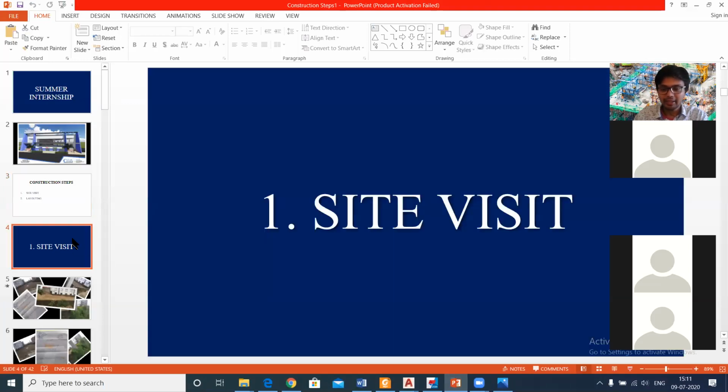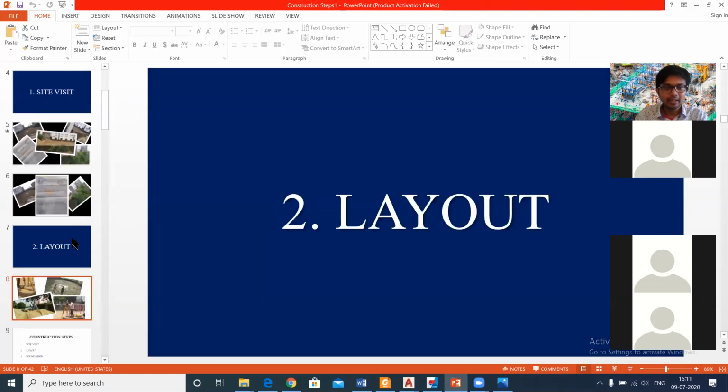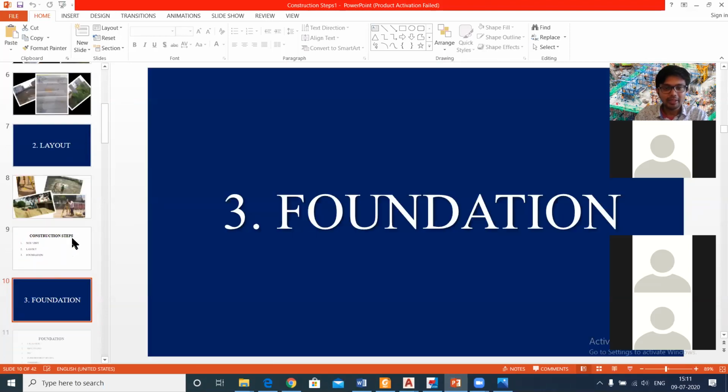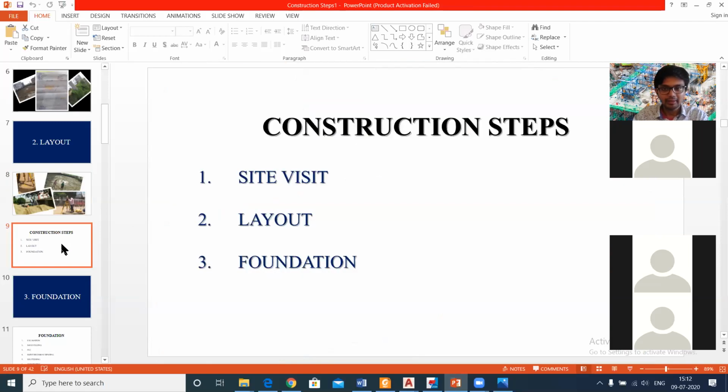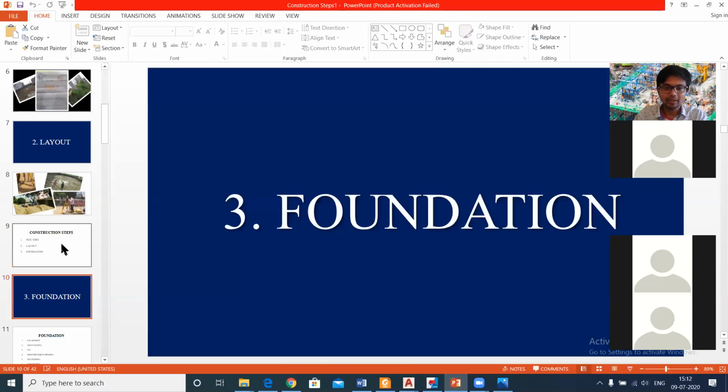In the previous class, I think we had covered up to the layout portion. Site visit we had completed, and layout also we had completed. Can anyone tell me what layout is, just briefly? Sir, layout is the center line of the building plotted from the plan on the ground. Basically, the center lines of all the footings or columns are plotted on the ground. So we discussed this, and we are moving forward to the foundation part.